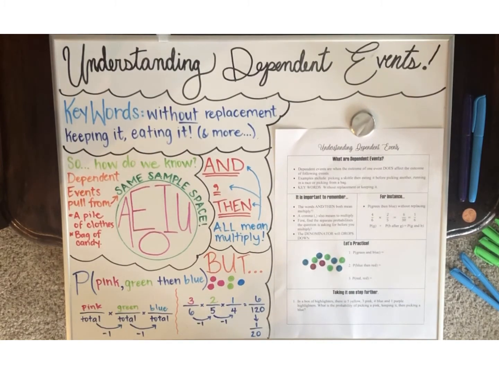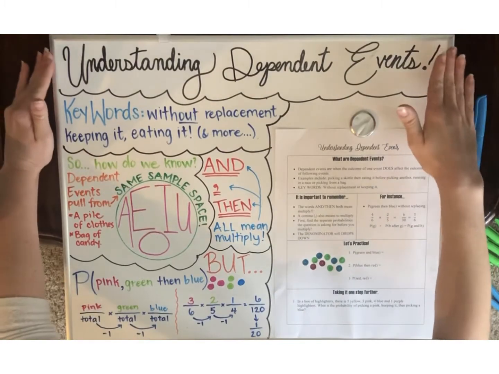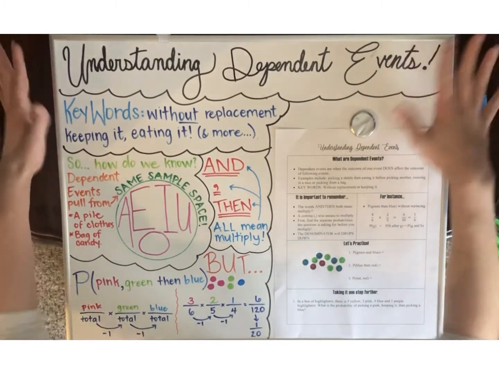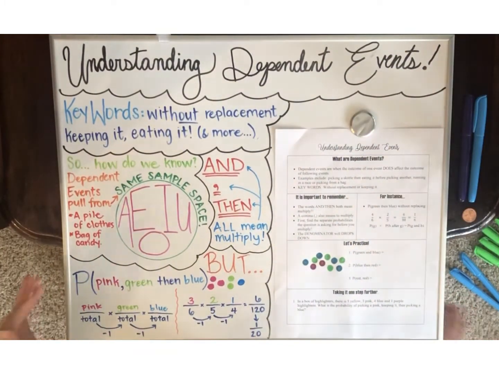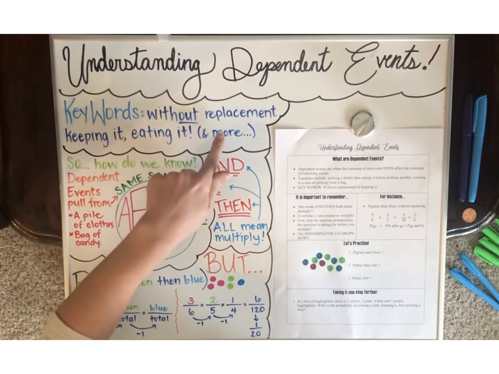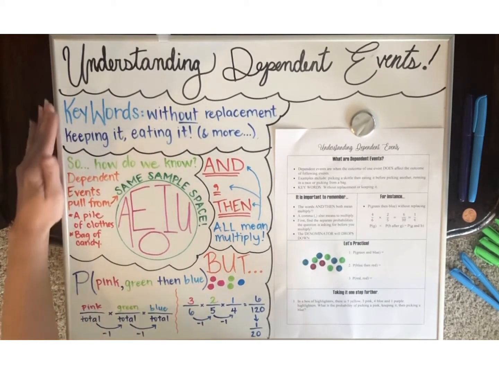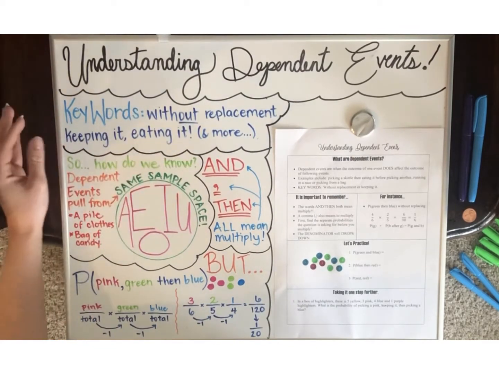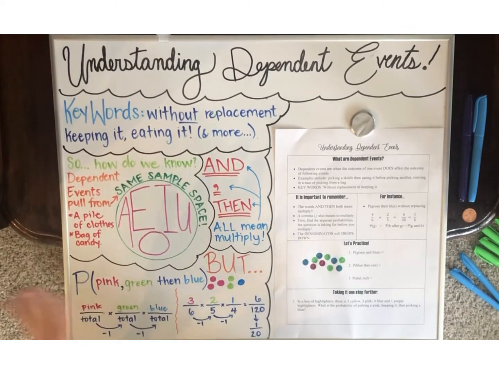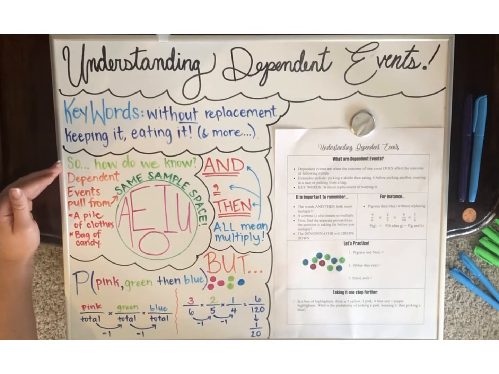All right, so let's get started. Today we're going to be talking about dependent events. And this is what was really tricky for y'all in class, and I hope this video really helps. Let's start by looking at the keywords. Keywords for dependent events are without replacement, keeping it, or like I like to say, eating it, okay? So really any time that we're taking something away and we're not putting it back before we do our next thing, okay? I added a little note in here.